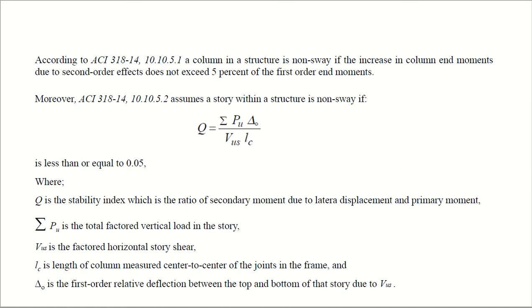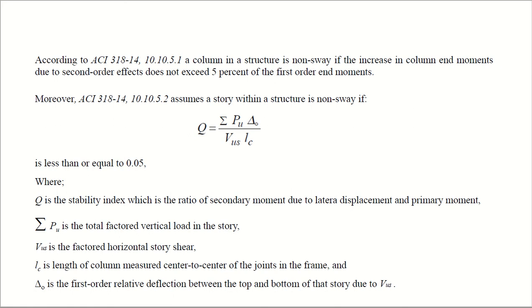And according to ACI 318-14, a column in a structure is non-sway if the increase in column moments due to second order effects does not exceed 5% of the first order end moments. Okay, so if the second order moments are less than 5% of the first order moments, then it is a non-sway frame. Okay, and the column is a non-sway column.